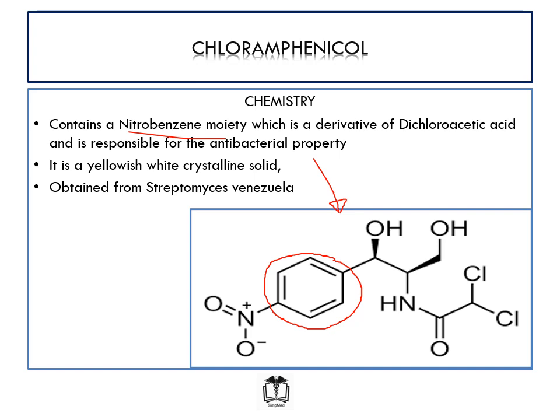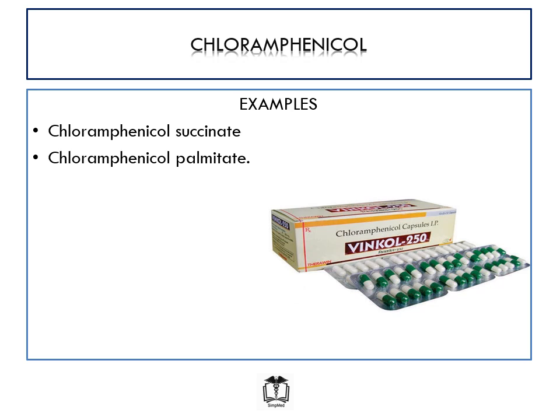Its structure is described as a yellowish white crystalline solid that is very bitter in taste. So when you put it in your mouth, you should expect to have a very nasty taste when taking chloramphenicol. There are two examples of chloramphenicol you should know about: chloramphenicol succinate and chloramphenicol palmitate. Either of those drugs are usually given orally. We hardly give chloramphenicol IV, but we tend to give oral drugs or even topical drugs alongside.